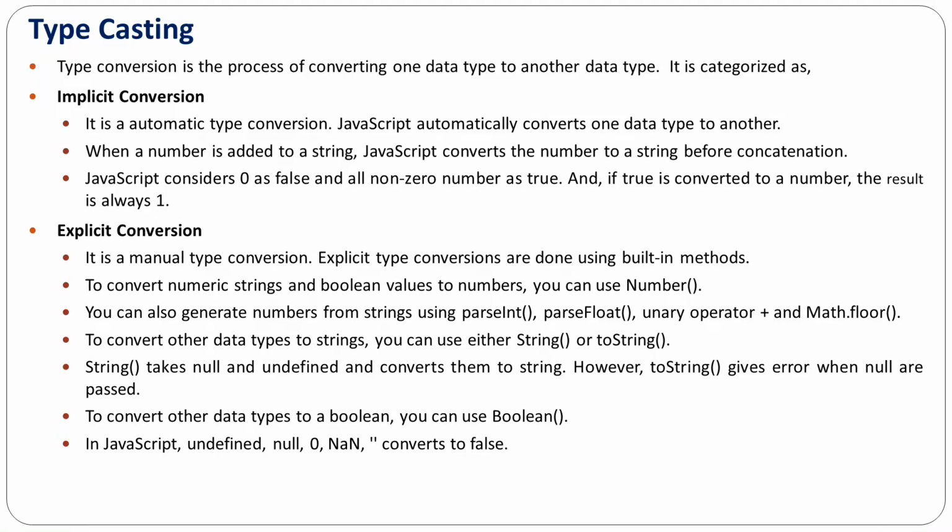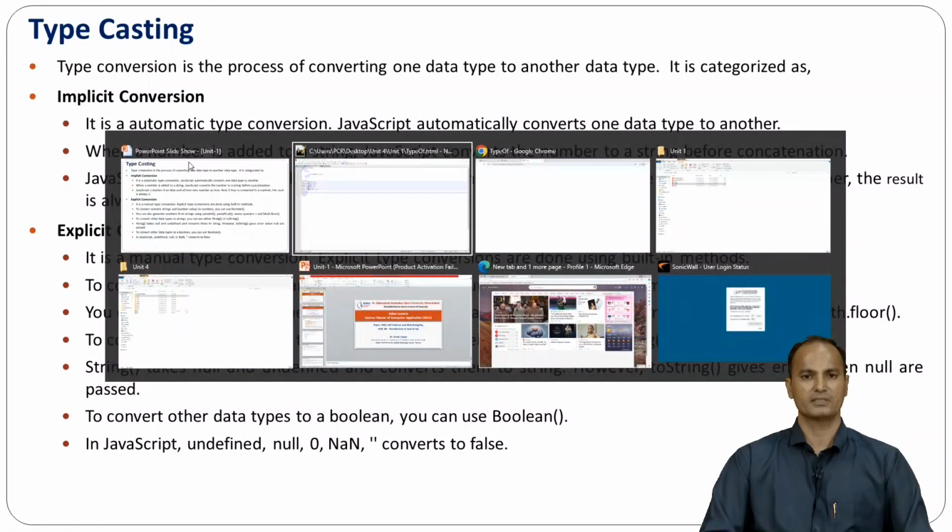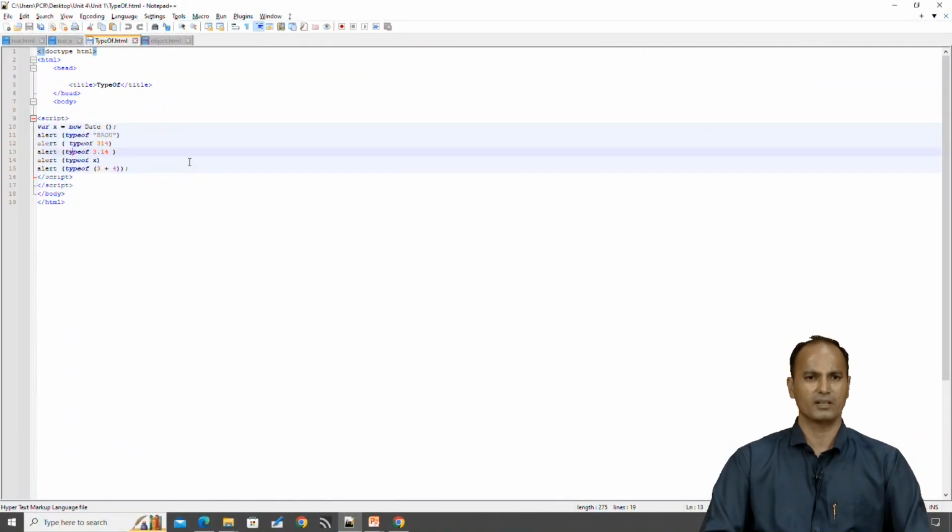Next is all about typecasting. There are two types of typecasting, implicit and explicit. Implicit is automatic type conversion. JavaScript automatically converts one data type to another. When a number is added to a string, JavaScript converts the number to a string before concatenation. JavaScript considers 0 as false and all non-zero numbers as true. And if true is converted to a number, the result is always 1. So this is implicit conversion, and we already executed implicit conversions in the first example.